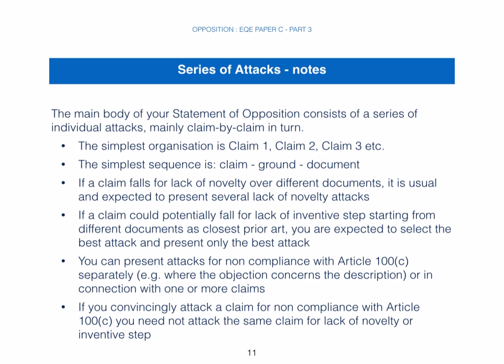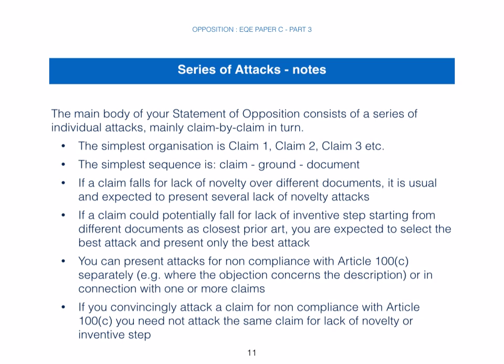Here are a few guidelines for your attacks. The main body of your statement of opposition consists of a series of individual attacks, mainly claim by claim in turn. The simplest organization is claim 1, claim 2, claim 3, and so on, right down to claim 6. The simplest sequence or organization of each argument is claim, ground, document.